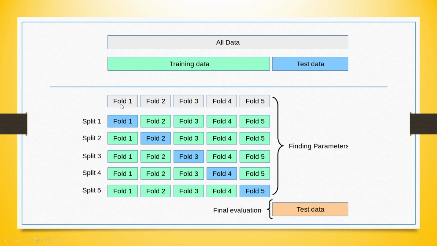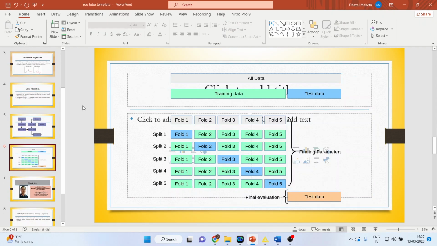So in first split, the fold 1 is the testing data and fold 2, 3, 4 and 5 are training data. In split 2, fold 2 is a testing data, fold 1, fold 3, 4 and 5 are training data. So this is basically an iteration process which is being carried out to estimate the best parameters. Afterwards, when we are able to estimate the best parameters, these are included in the test data for the final evaluation. Now, how we can do this? Let's say KNIME Analytics platform.